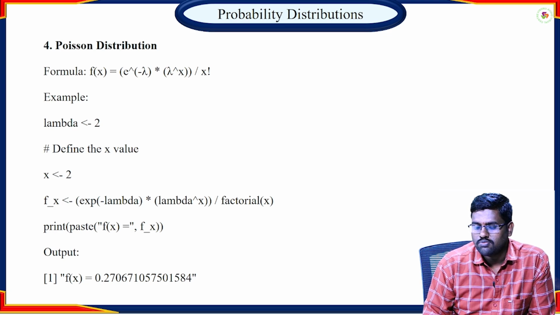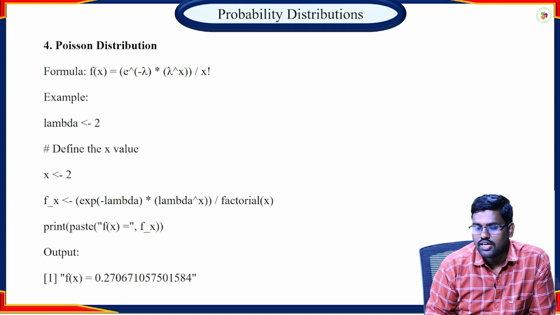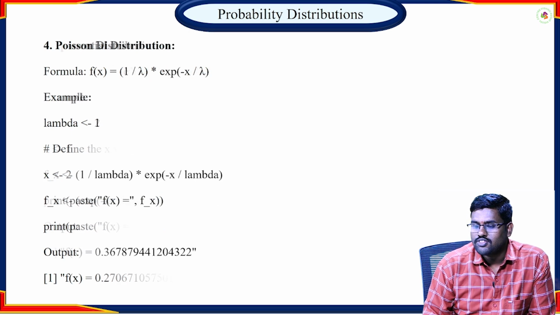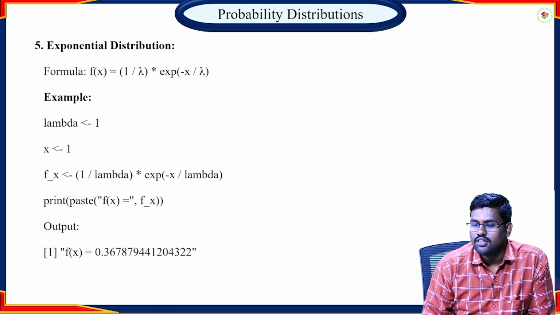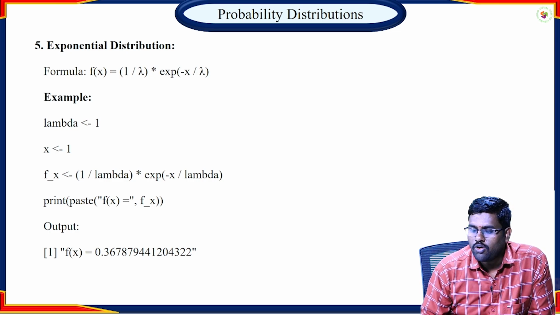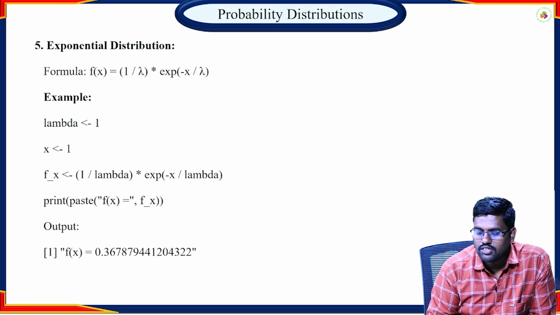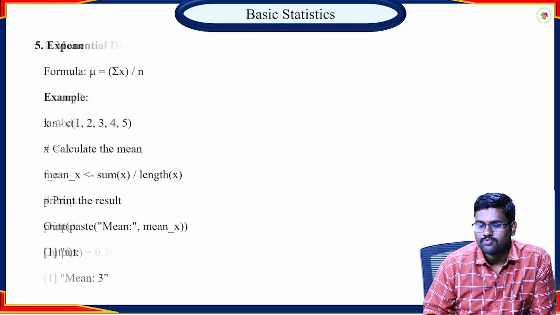Poisson distribution means the formula is e power minus lambda. Lambda is a constant value, and based on that lambda value we get the given values. Exponential means e power minus x by lambda, so 1 by lambda into exponential power of minus x by lambda. That gives the value 0.36.